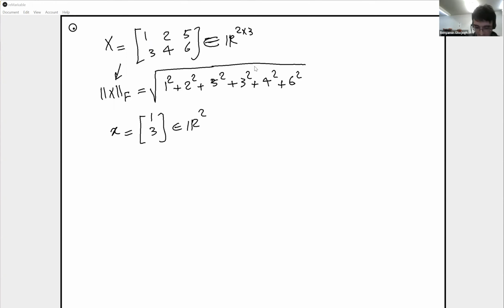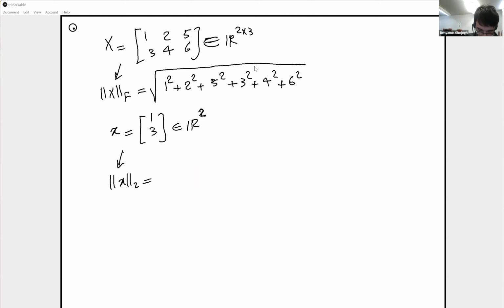Now, assume you have a vector, 1, 3 only. This is a 2-dimensional vector. Do you also understand this notation? This means a vector with 2 rows only, right? Do you also understand this notation? Yes. Okay.